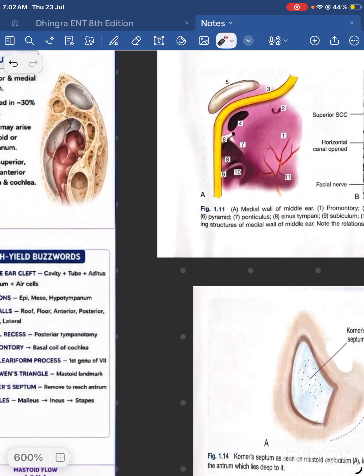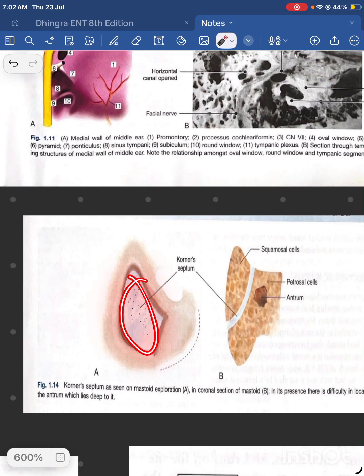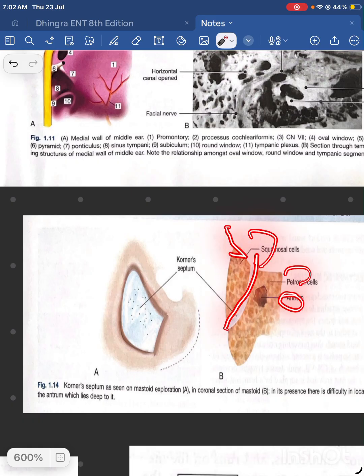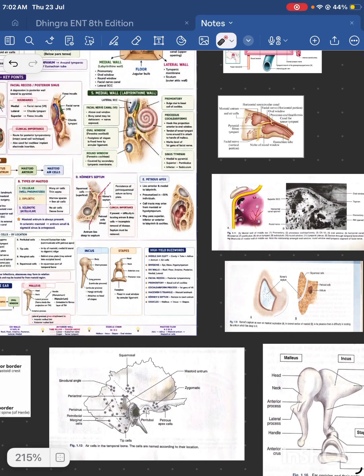If you see this diagram here, this is Korner's septum. This is the squamous cells. This is the petrosal cells. This is the antrum, and this is Korner's septum. So if someone is doing the surgery, they might stop here. It won't go up to here.